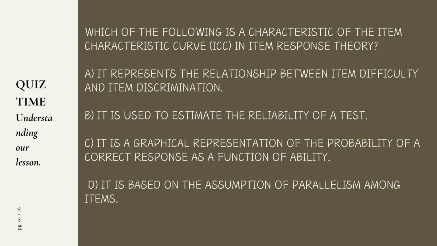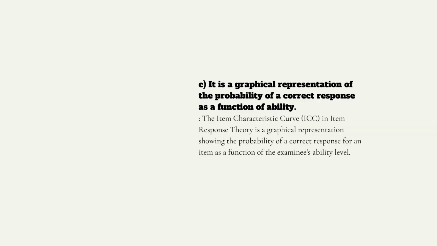Which of the following is a characteristic of the item characteristic curve, ICC, in item response theory? A. It represents the relationship between item difficulty and item discrimination. B. It is used to estimate the reliability of a test. C. It is a graphical representation of the probability of a correct response as a function of ability. D. It is based on the assumption of parallelism among items.